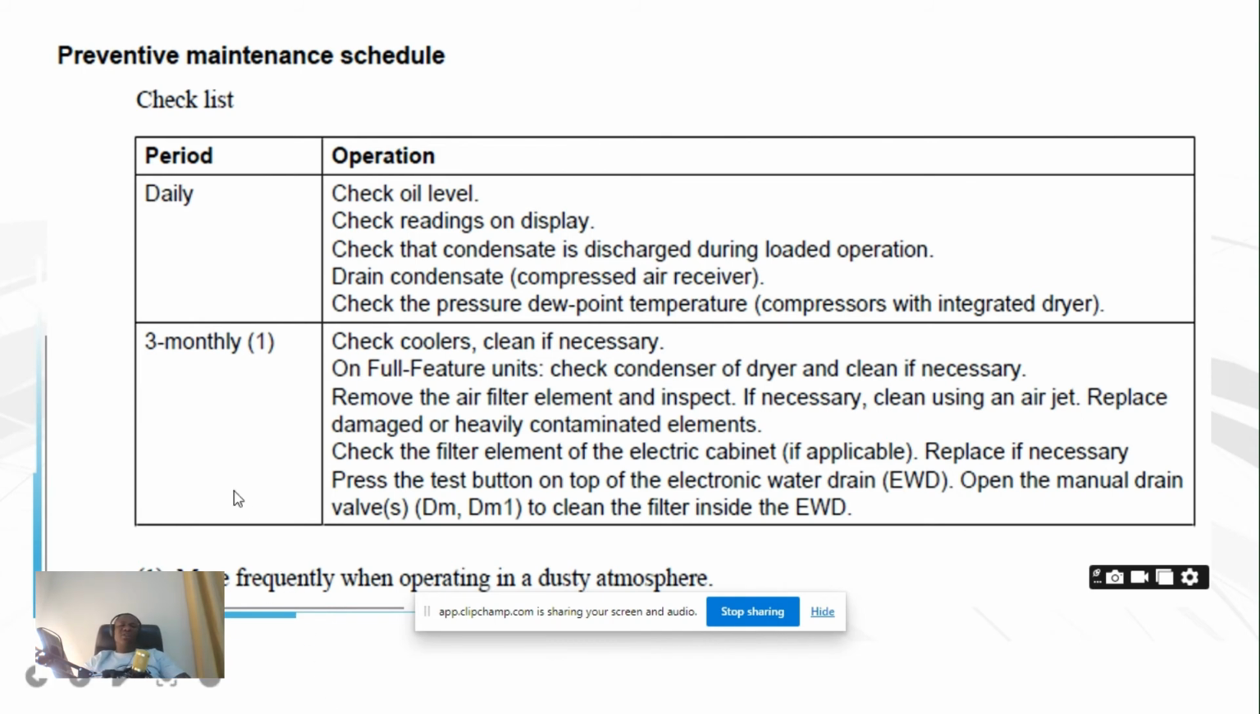Okay, there are daily precautions, quarterly precautions, yearly precautions, and all that. I mean, yearly checks. For the daily check, you should check the oil level every day, because you can wake up and there's leakage. You should check the reading on your display to see the pressures, the temperatures, and all that. Check if your condensate drain is working. Those are your electronic water drain or mechanical drain.